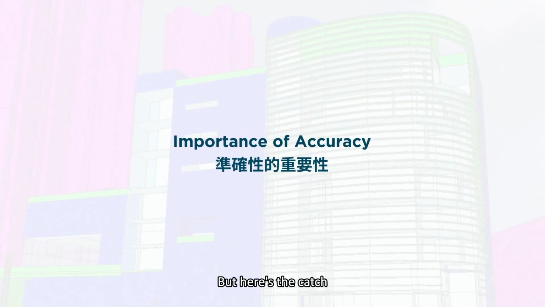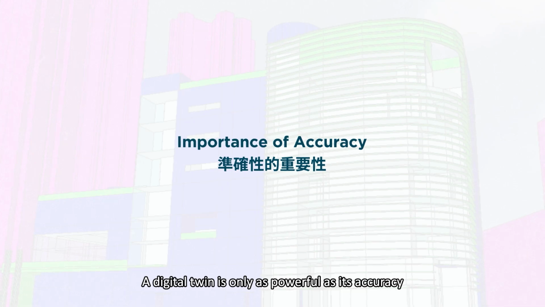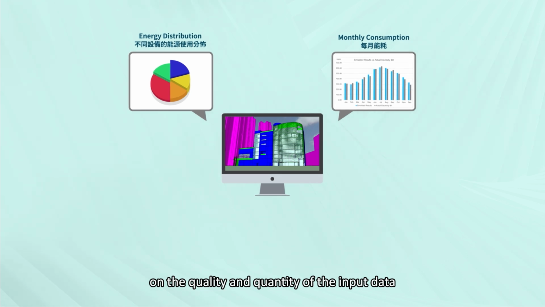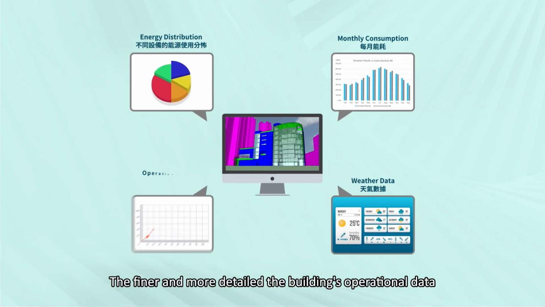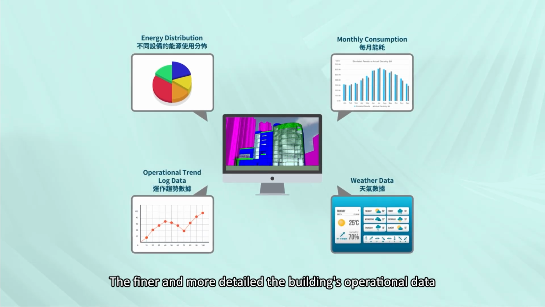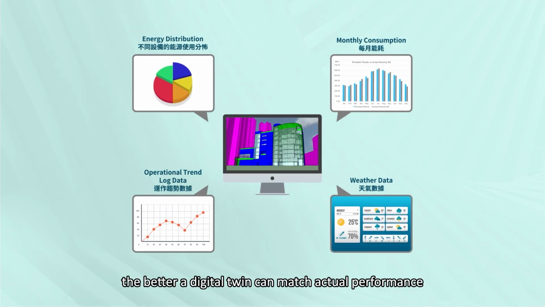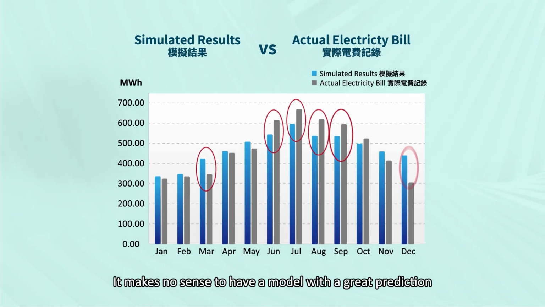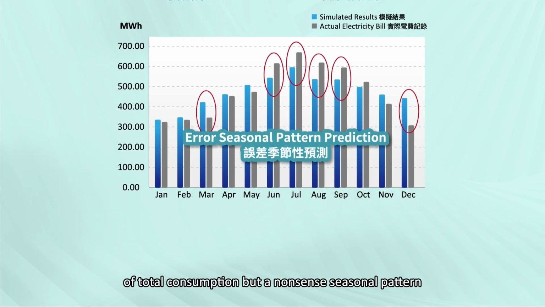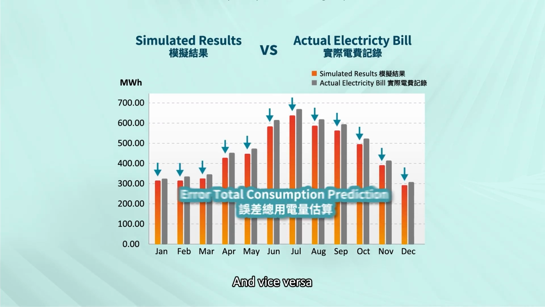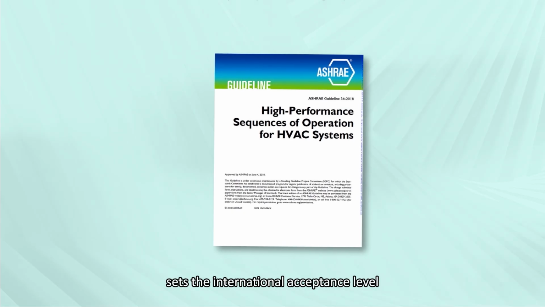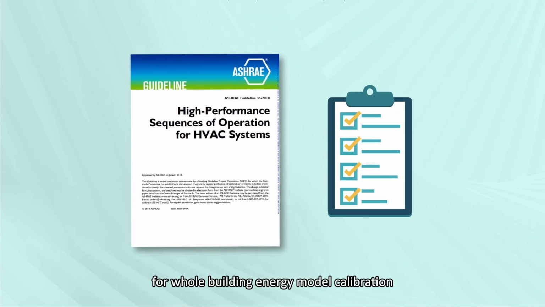But here's the catch. A digital twin is only as powerful as its accuracy. Reliability of a digital twin is highly dependent on the quality and quantity of the input data. The finer and more detailed the building's operational data, the better a digital twin can match actual performance. It makes no sense to have a model with a great prediction of total consumption, but a nonsense seasonal pattern, and vice versa. ASHRAE Guideline 14 sets the international acceptance level for whole building energy model calibration.